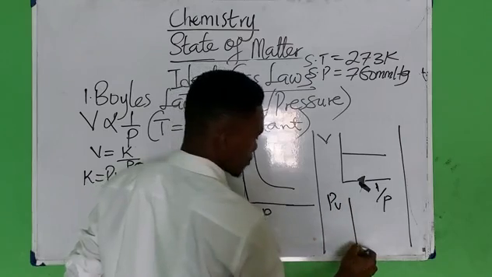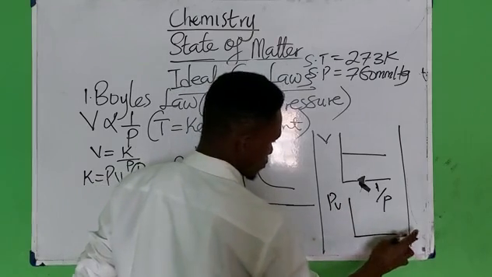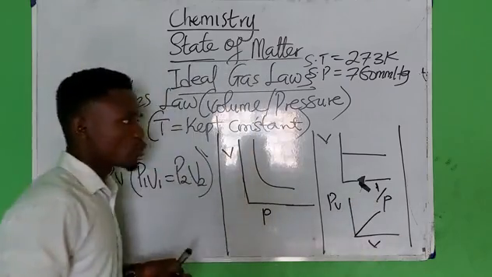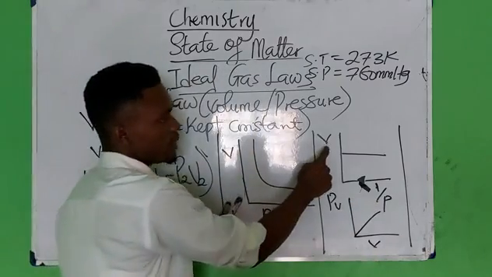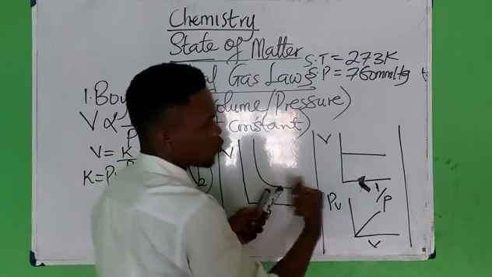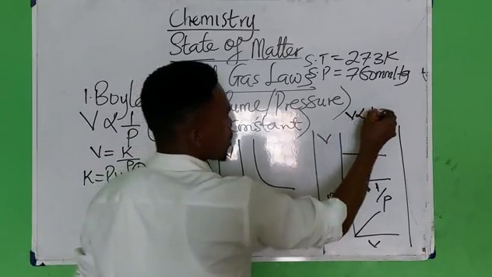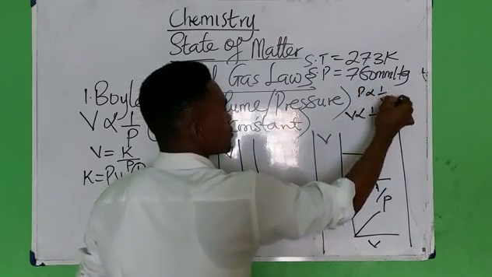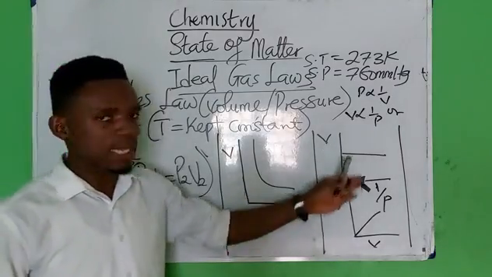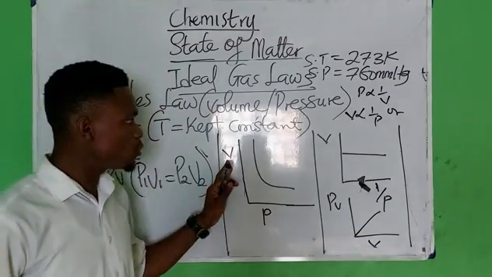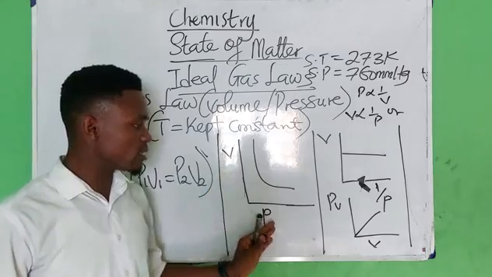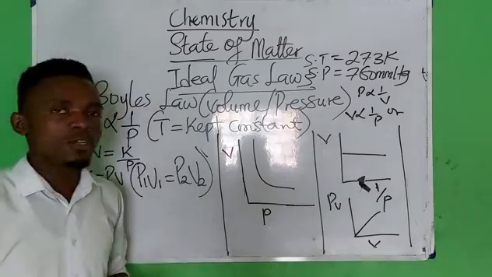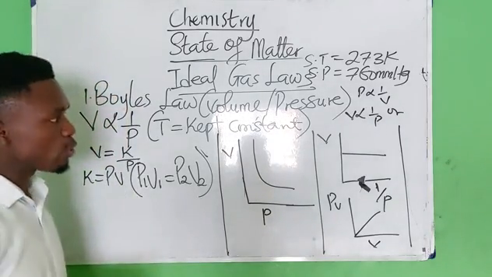Or you can also have PV, and this is also what? Straight. So which means if V is plotted against 1 over P, or P against 1 over V, you'll be having something like this. But when volume is plotted directly against pressure as this, you have what? A curved graph. So please take note of that.